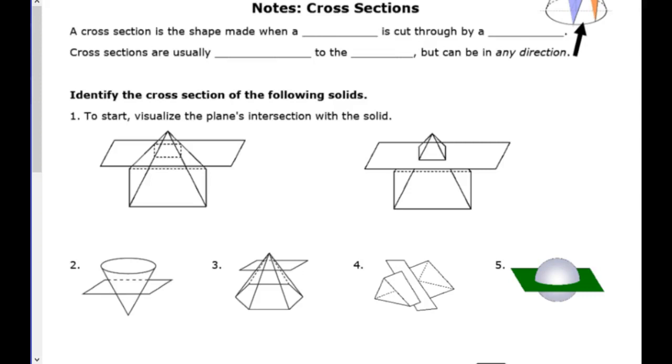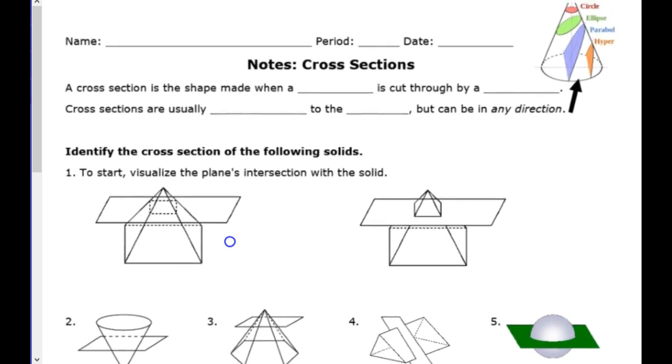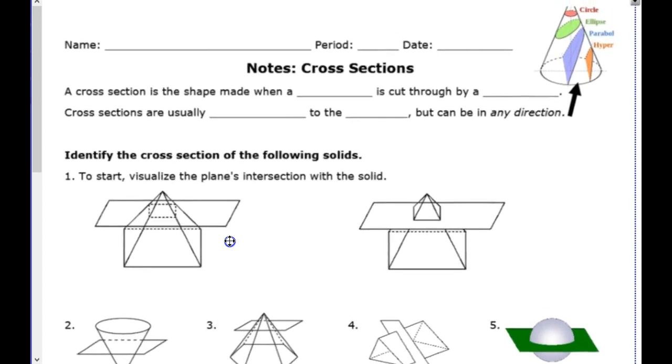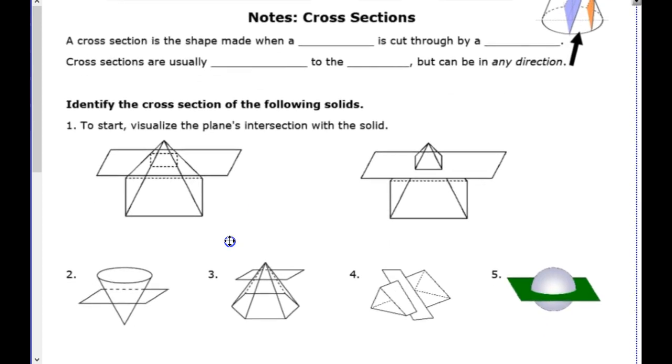All right. So, we are doing notes on cross sections, okay? So, a cross section is a what? So, kind of the name implies something, unlike nets. Okay, a cross section is the shape made when a blank is cut through by a blank, okay?